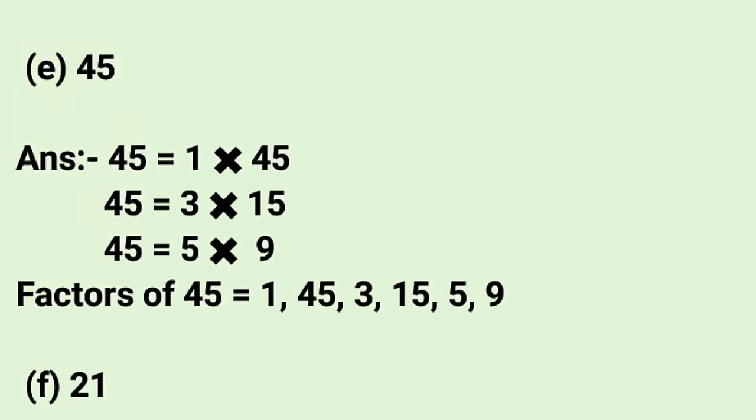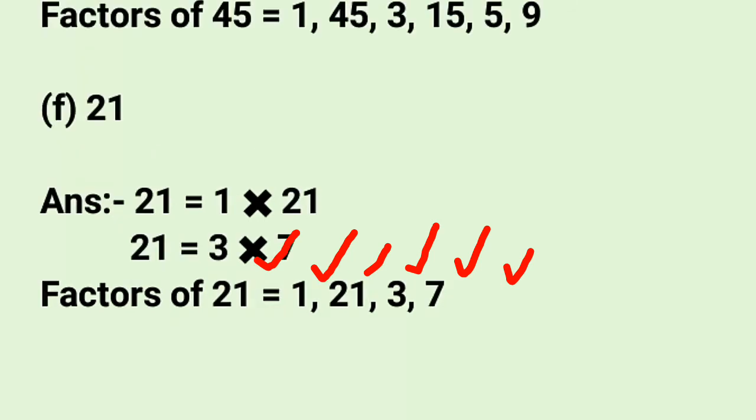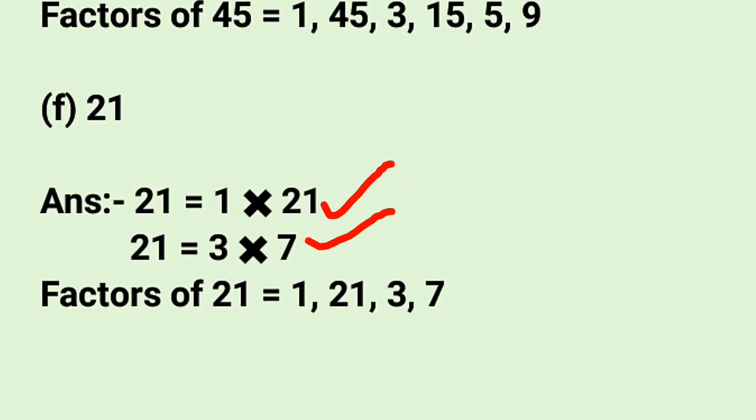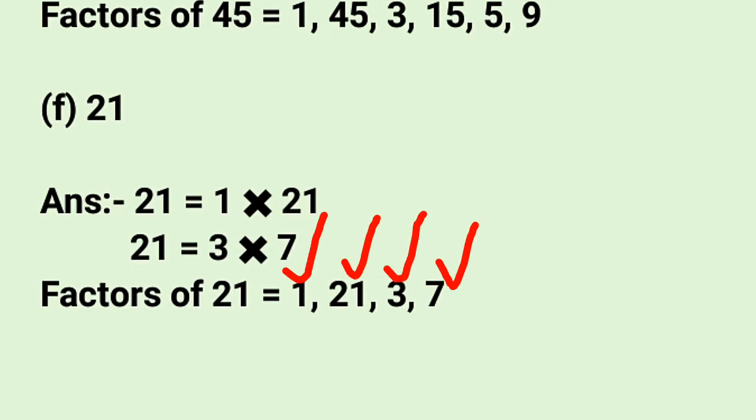E part is 45. Factors of 45. 45 is equal to 1 into 45. 45 is equal to 3 into 15 and 45 is equal to 5 into 9. So factors of 45 are 1, 45, 3, 15, 5 and 9. Here F part is factors of 21. So 21 is equal to 1 into 21. 21 is equal to 3 into 7. So factors of 21 are 1, 21, 3 and 7.